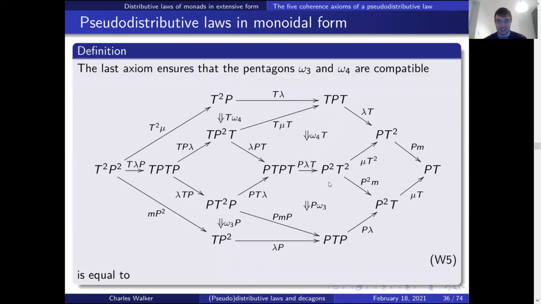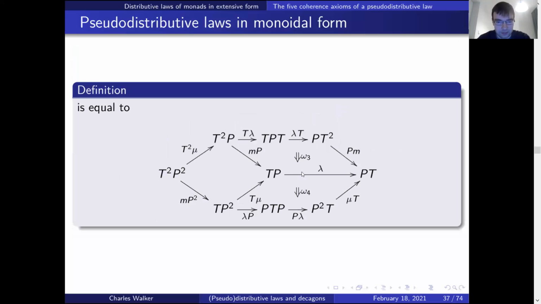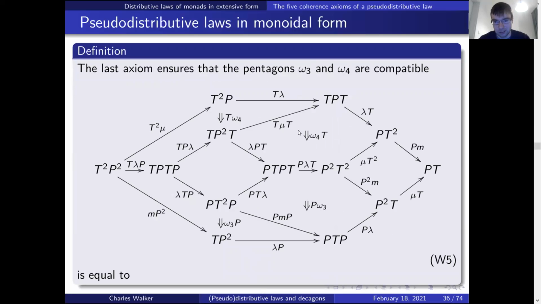And you have this slightly complicated looking axiom, which says that this pasting diagram of these pentagons, omega-4 and omega-3, is equal to this pasting of omega-3 and omega-4. You might think of this as a little bit like an interchange, because you have an omega-3 on the top, omega-4 on the bottom. Here you have the omega-4 on the top and the omega-3 on the bottom.